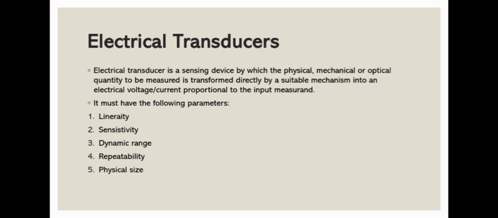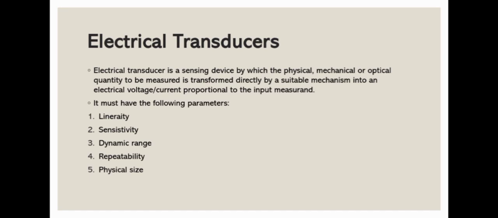Linearity: the relationship between a physical parameter and the resulting electrical signal must be linear. Sensitivity is defined as the electrical output per unit change in the physical parameter, for example, volt per degree Celsius for a temperature sensor. High sensitivity is generally desirable for a transducer.